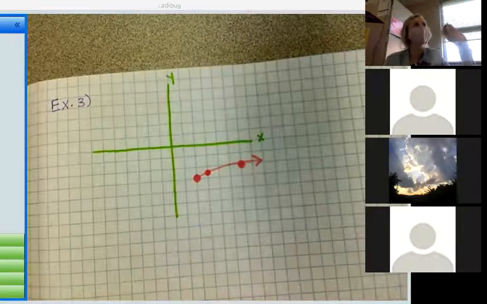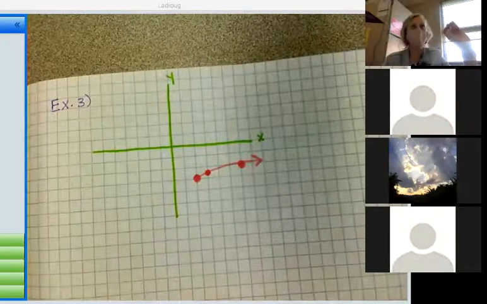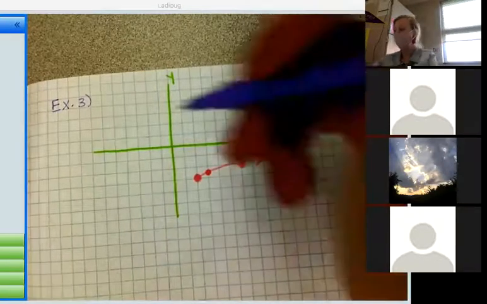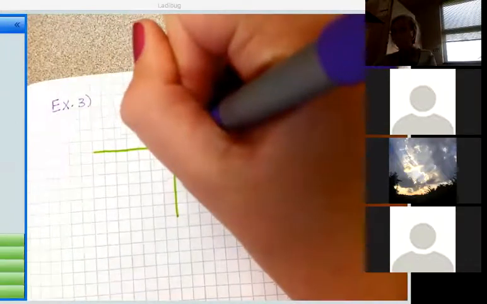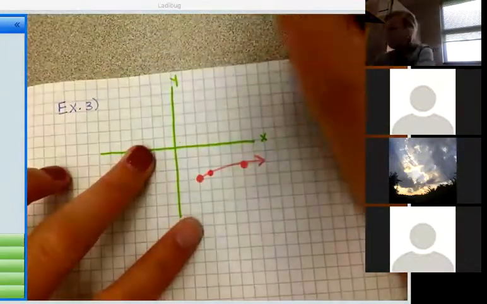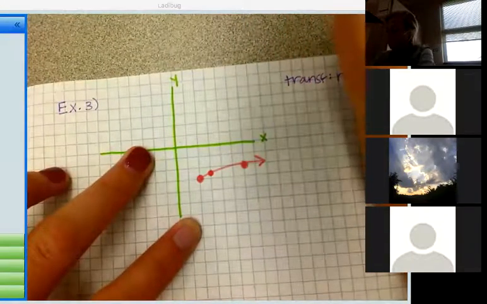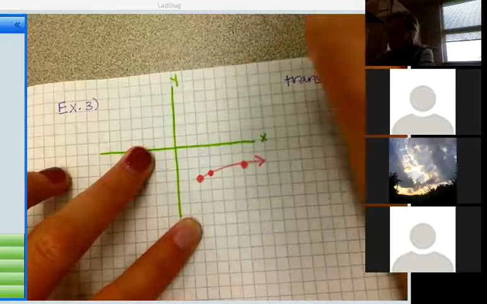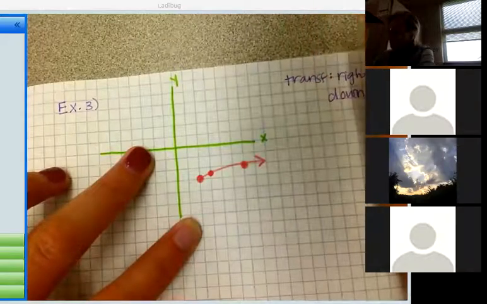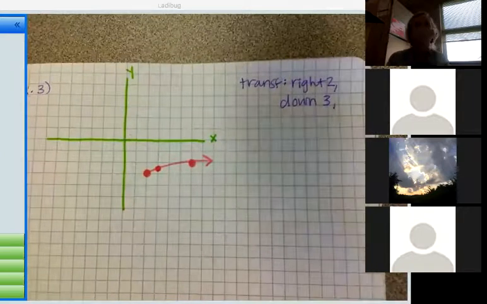Where should a square root function start? 0, 0. Where is this one at? Okay, it goes where to? Right 2 and down 3. So we know our transformations go right 2, down 3. Move that so y'all can see it.